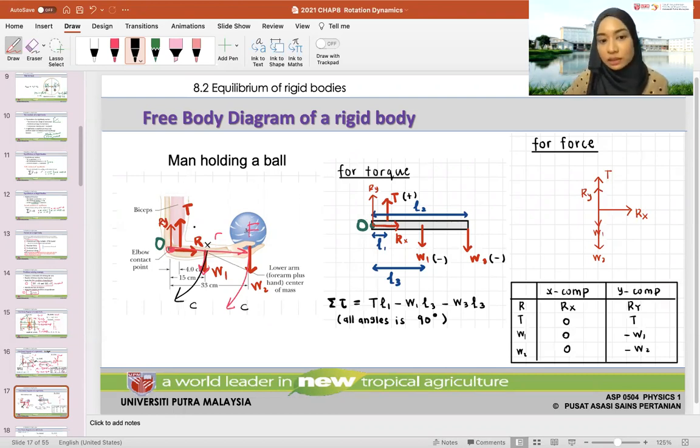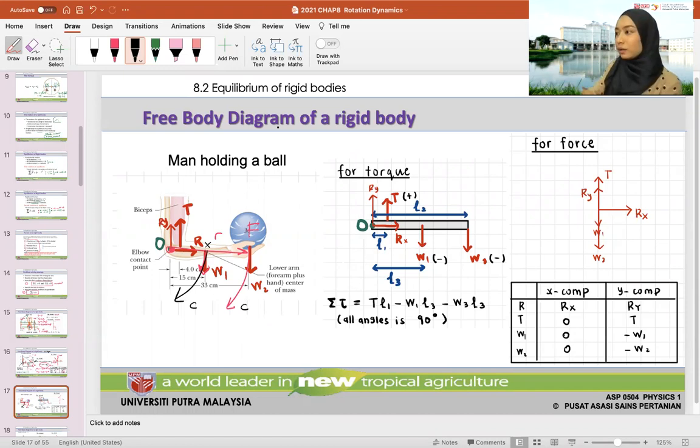Wow, ada tension pula. I don't know how that works. Kenapa ada tension? Sebab ada muscle kot. Okay, let's just go with this example. So we are going to assume that our muscle has some tension if we are holding an object.